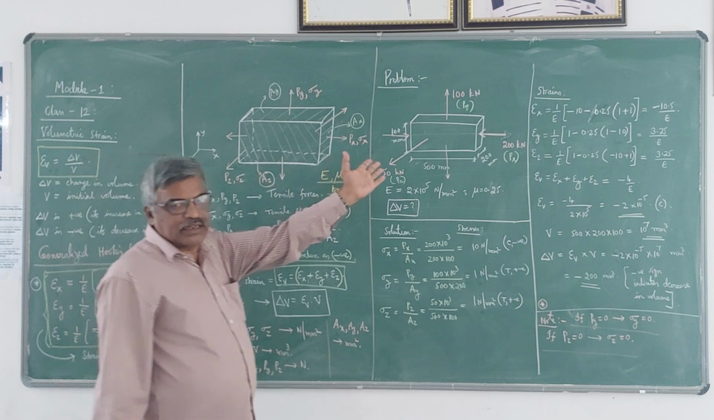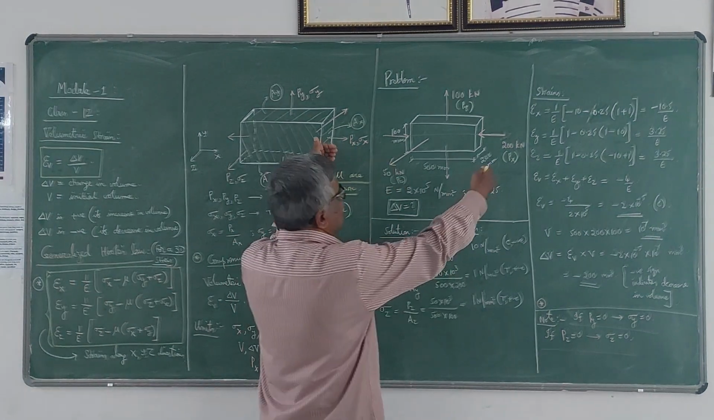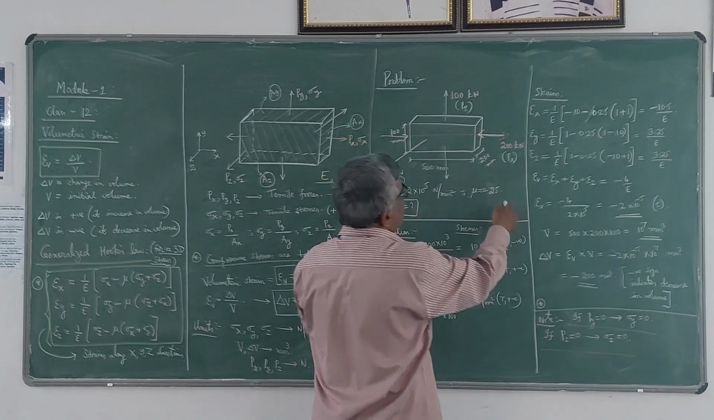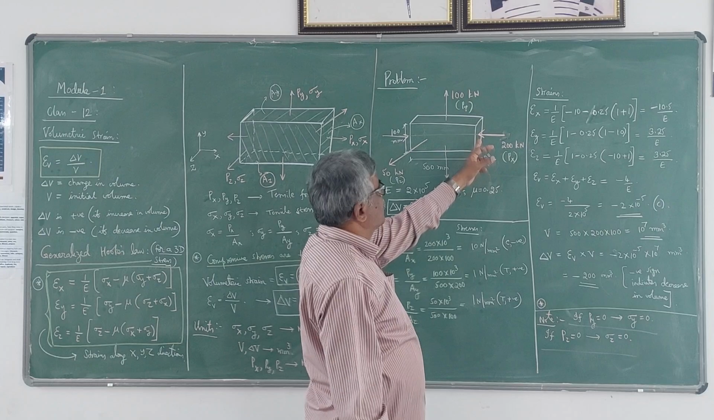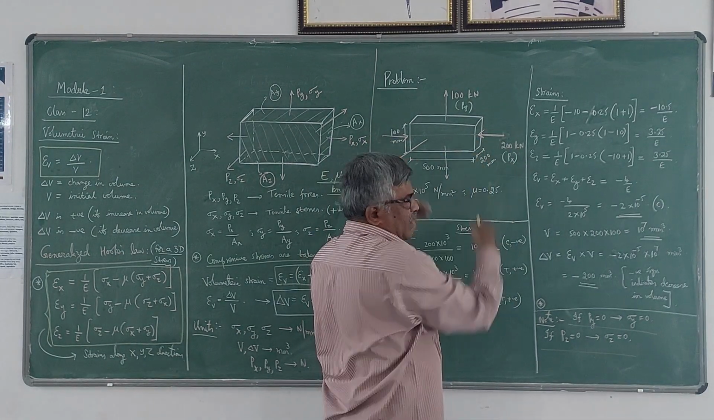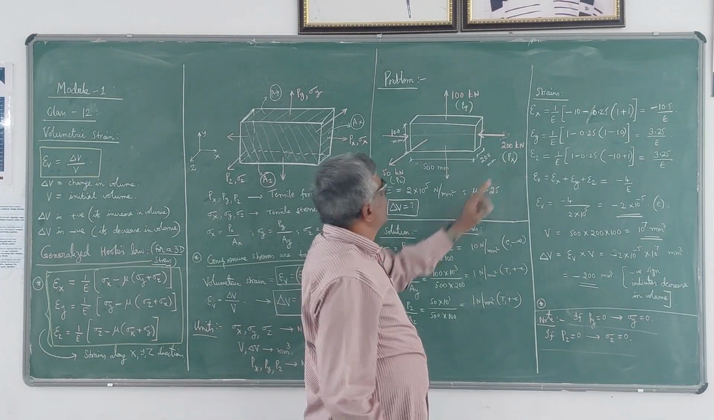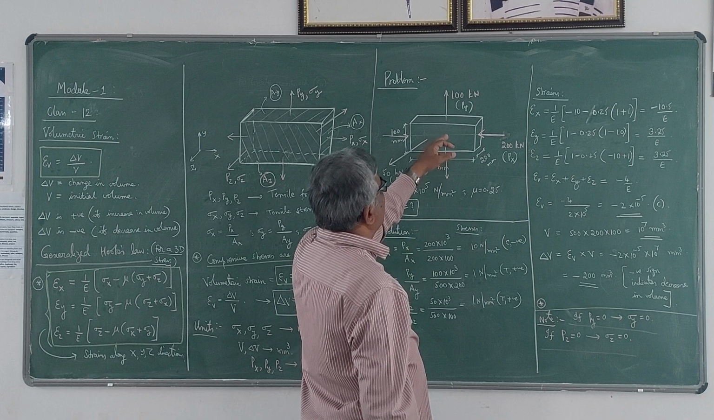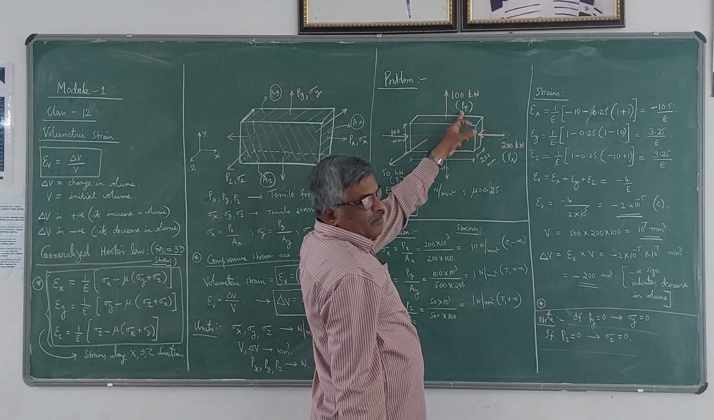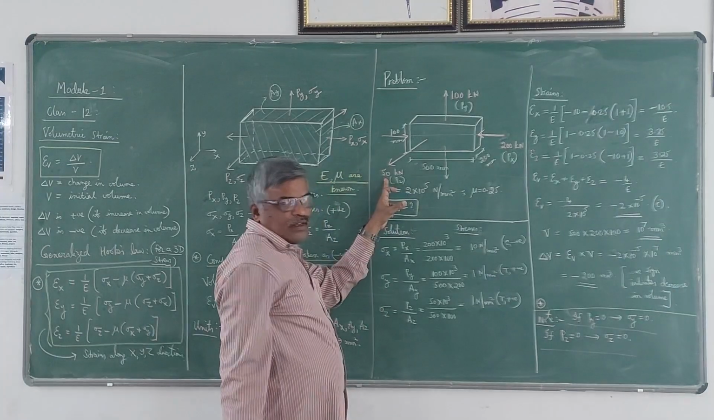Now let us discuss a problem on this. In this problem you can observe that I have taken a compressive force of 200 kilonewton in x direction. Compressive force, you can see the arrow. It is a push force. That I can take as Px. Then I have taken a tensile force in y direction, 100 kilonewton. That is Py. Then I have taken a tensile force in z direction, 50 kilonewton.